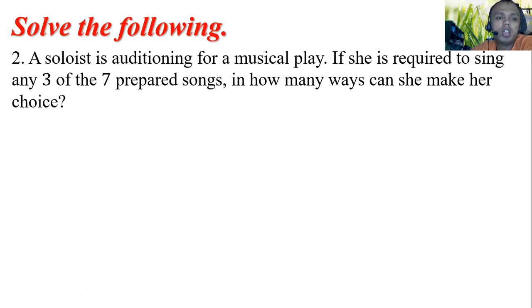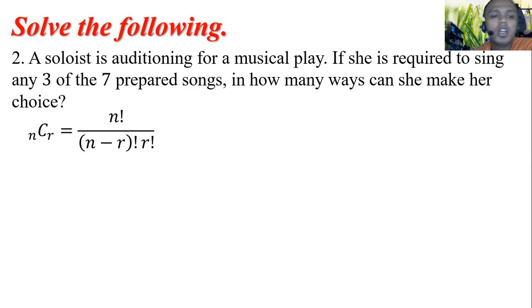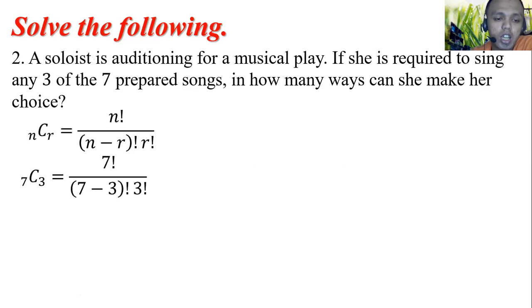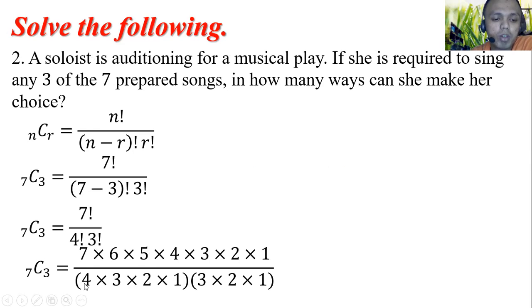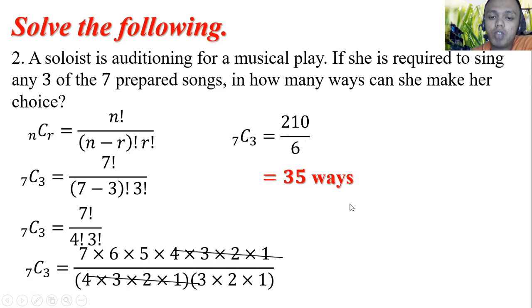Number 2. A soloist is auditioning for a musical play. If she is required to sing any 3 of the 7 prepared songs, in how many ways can she make her choice? So out of the 7 songs she prepared, she will sing 3. So again there is no order. Therefore, your n here is 7, your r is 3. 7 minus 3 is 4. Then 7 factorial over 4 factorial times 3 factorial. Cancel out the 4 factorial. What remains is 7 times 6 times 5, which is equal to 210, divided by 3 times 2 times 1, which is 6. 210 divided by 6 is 35 ways.